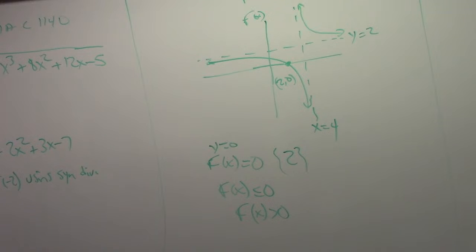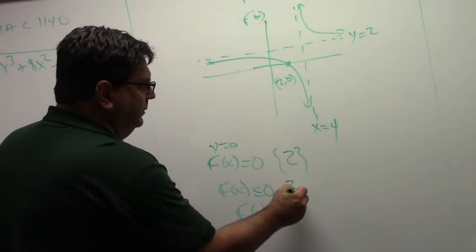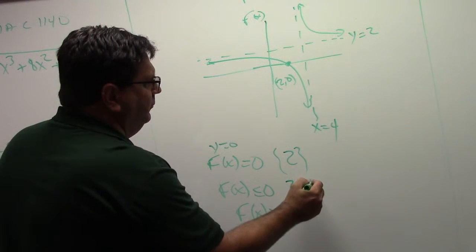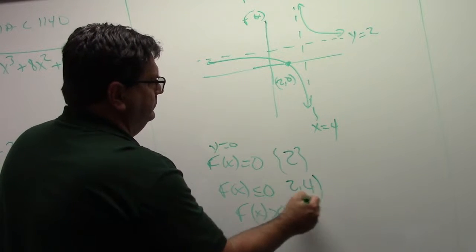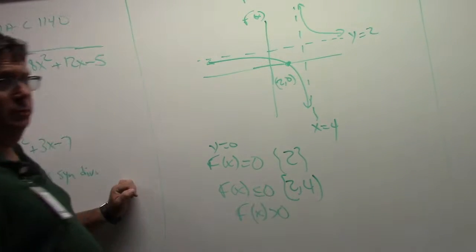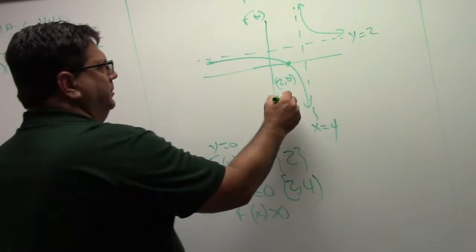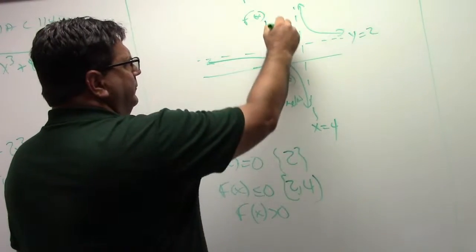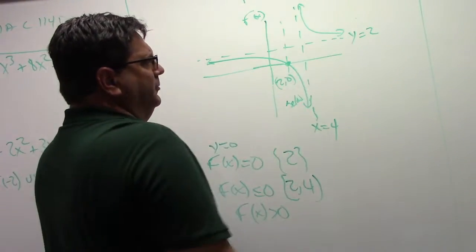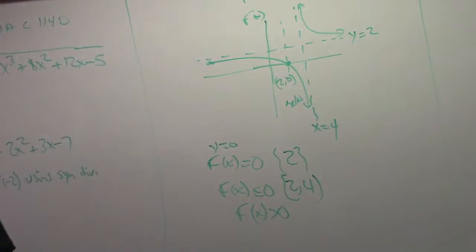From 2 to infinity. Not quite. Close though. 2 to 4. With the bracket? Bracket on the 2. Erase, erase. Why is it 2 to 4? When's it less than 0? This is below 0, yes? Yeah. From 2 to 4 is below 0. Oh, because it doesn't go... Right. Infinity goes to 4. Yeah, I got it.